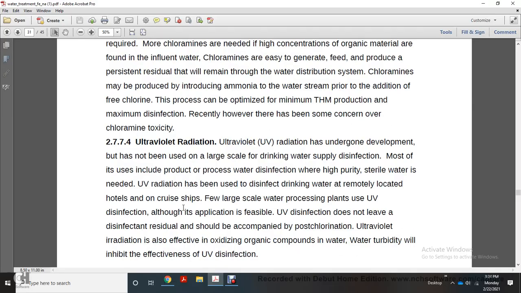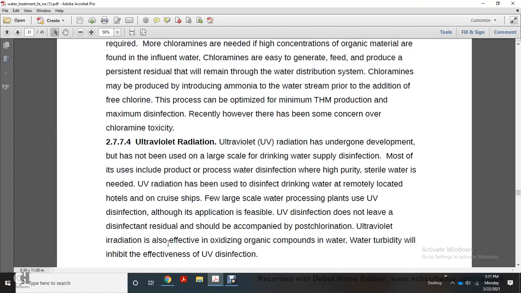Ultraviolet radiation has undergone development but has not been used on a large scale for drinking water disinfection. Most uses include process water disinfection, where high purity sterile water is needed. UV radiation has been used for disinfecting drinking water in remotely located hotels and cruise ships. For large scale water processing plants, UV disinfection is feasible, although it does not leave a disinfection residual and should be accompanied by post-chlorination.